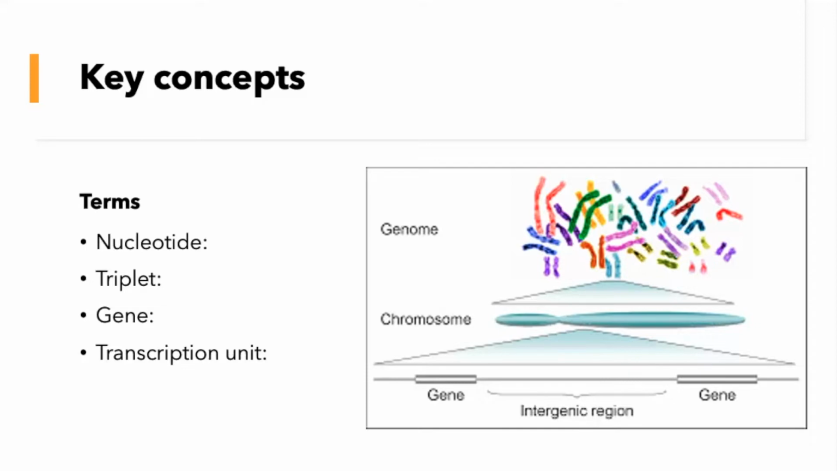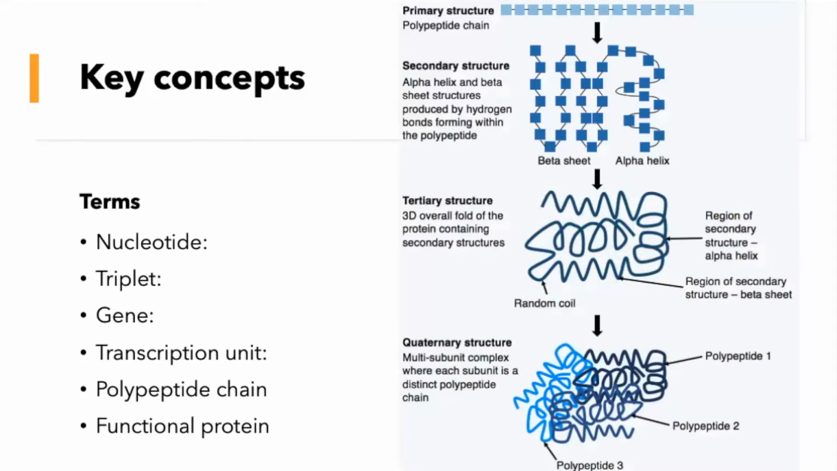Polypeptide chains are chains of peptides that make up a protein. In the image shown, it shows how a peptide becomes a functional protein by being folded into a more complex structure, which allows for the protein to carry out its functions. I'll explain this in more detail in a future episode on the structure and function of proteins.